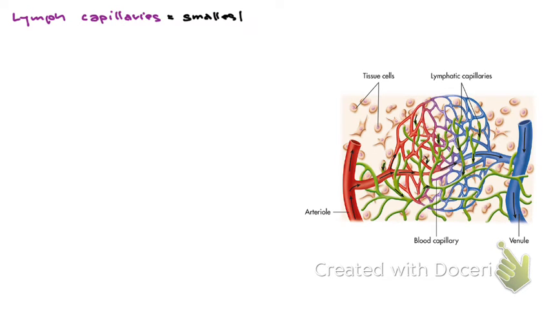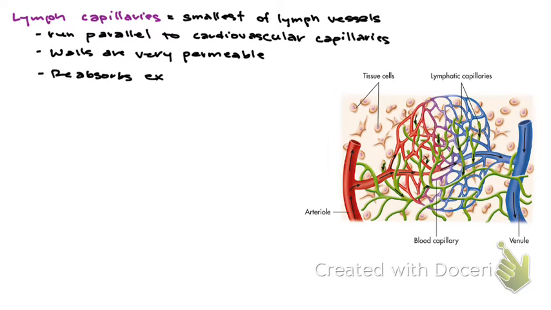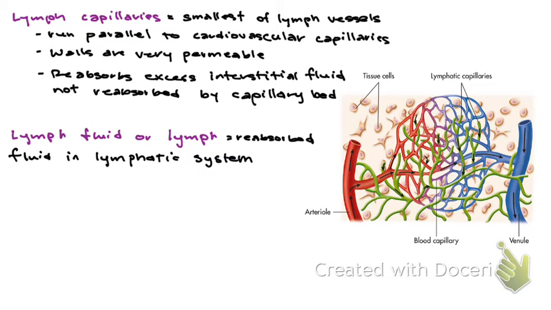Lymph capillaries are the smallest of the lymph vessels. They run parallel to the cardiovascular capillaries. The walls of the lymph capillaries are very permeable, even more so than the capillary beds of the cardiovascular system. And they will reabsorb excess interstitial fluid that is not reabsorbed by the capillary beds. So it's sort of like a backup plan for if not all of the fluid is reabsorbed in the cardiovascular capillary bed. Lymph fluid is also referred to as just simply lymph, and it's reabsorbed fluid within the lymphatic system.